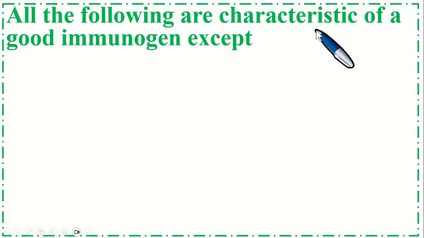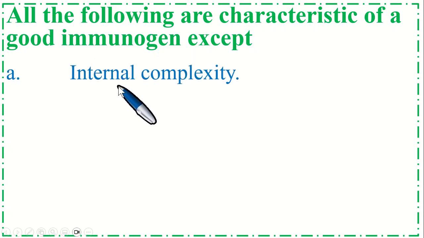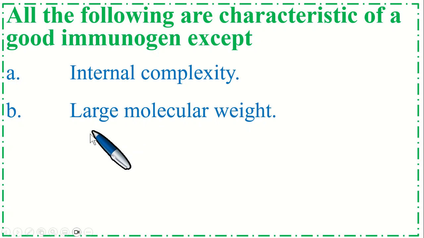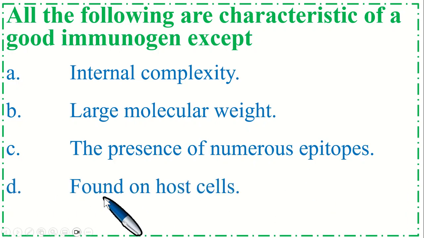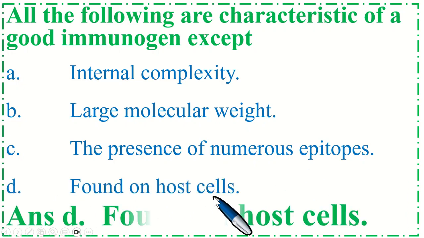All of the following are characteristic of a good immunogen except option A, internal complexity. Option B, large molecular weight. C, the presence of numerous epitopes. And option D, found on host cell. So the correct option is D, found on host cells.